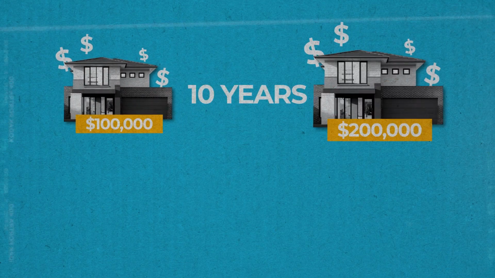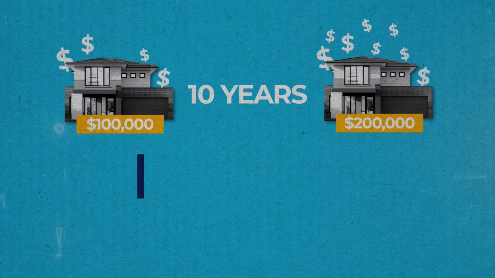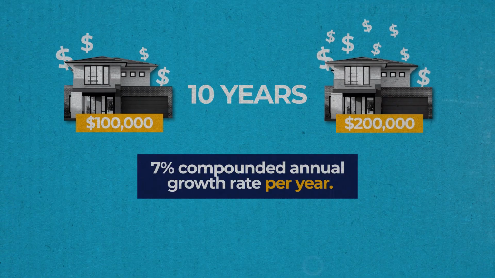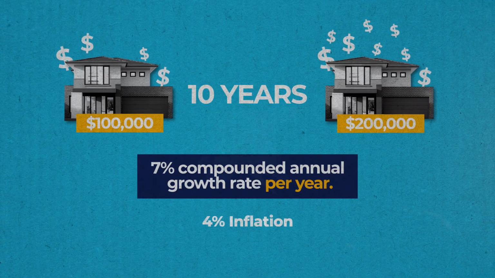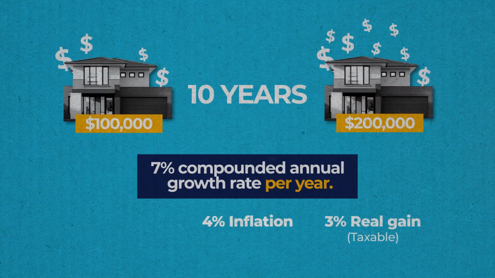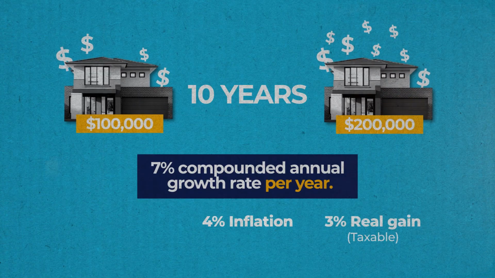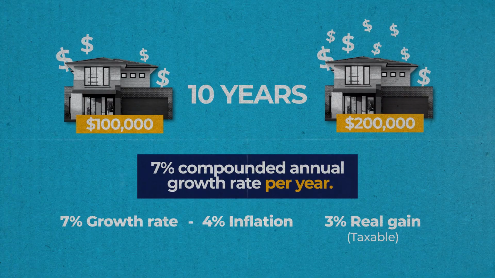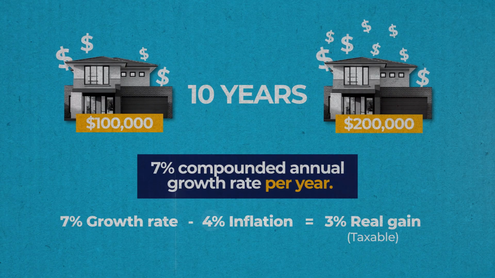If you bought a property for $100,000 and sold it 10 years later for $200,000, that is a roughly 7% compounded annual growth rate per year. Now, if inflation averaged 4% per year in that 10-year period, you would only get taxed on the 3% real gain per year. So your 7% growth rate minus that 4% inflation, the difference is then added to your personal income and taxed at the marginal rate.